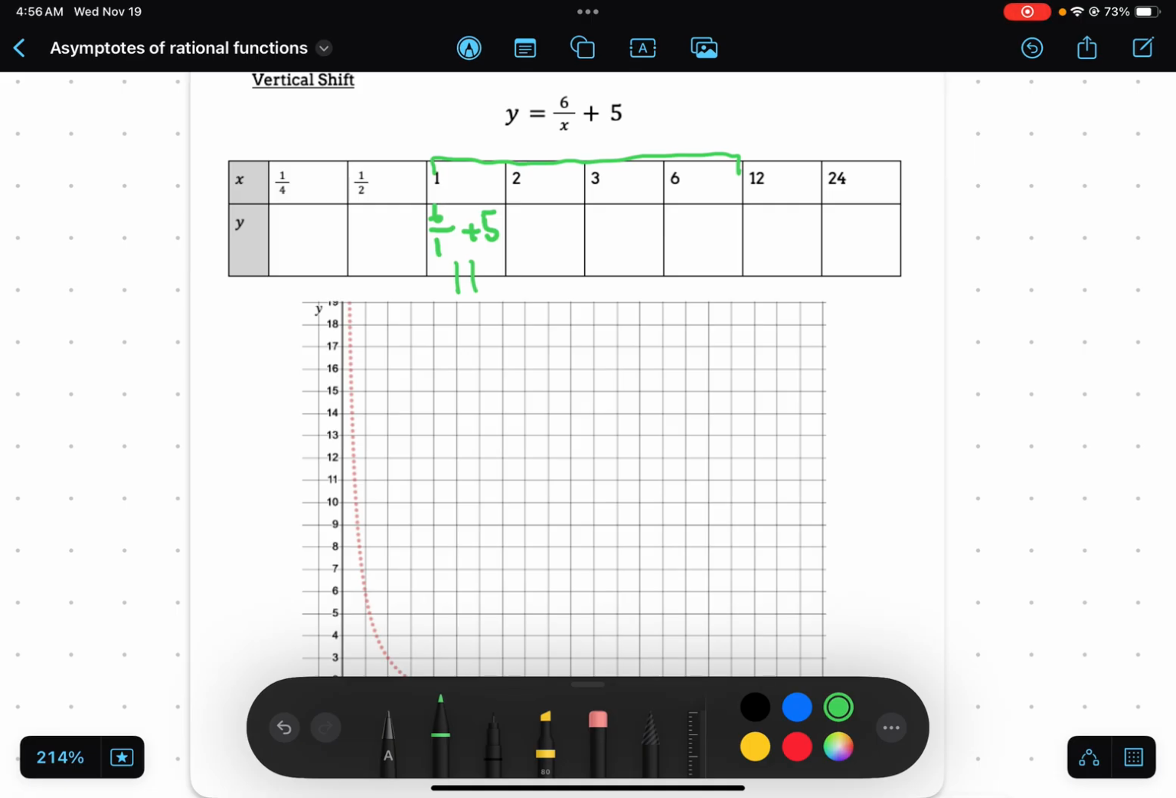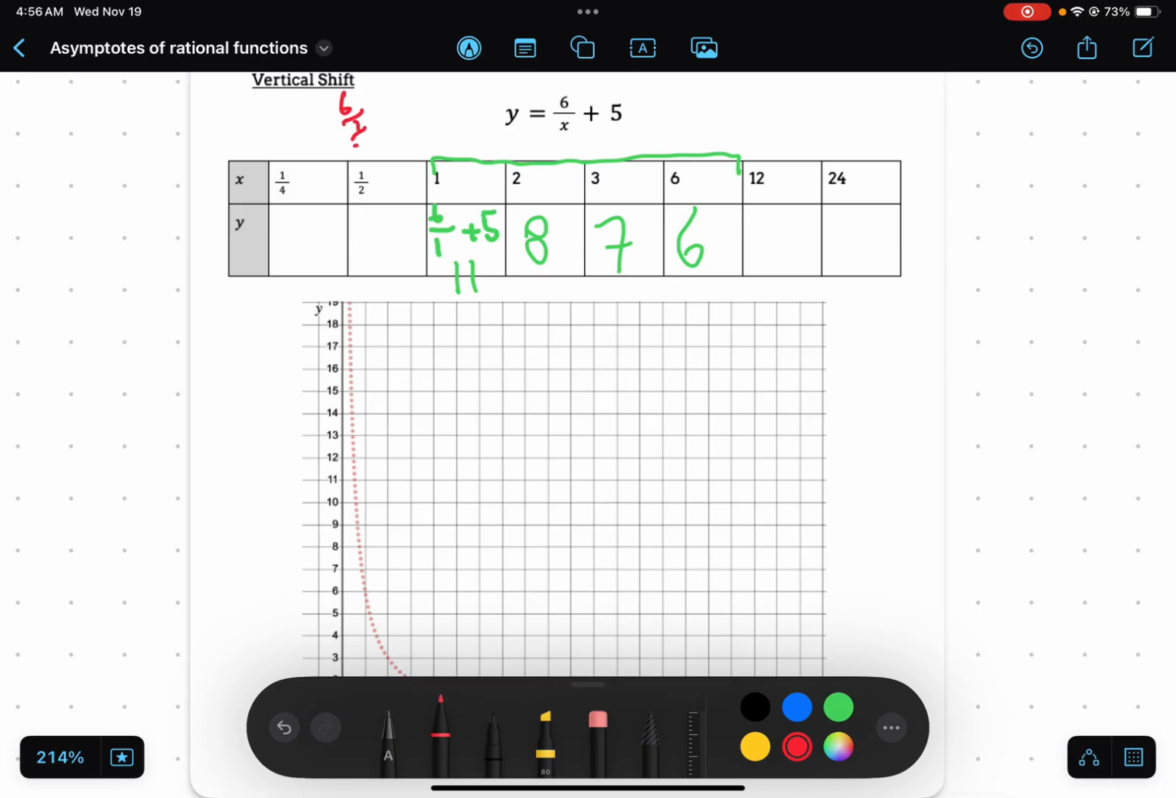All right, so you should have tried it. 6 divided by 2 is 3. 3 plus 5 is 8. 6 divided by 3 is 2. 2 plus 5 is 7. 6 divided by 6 is 1. Plus 5 is 6. And then let's do the weird ones, so the tricky ones.